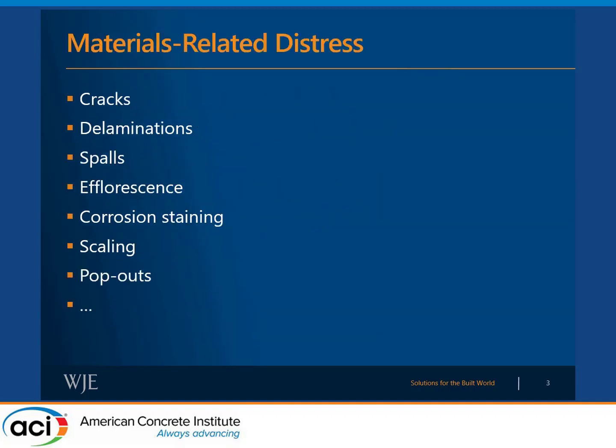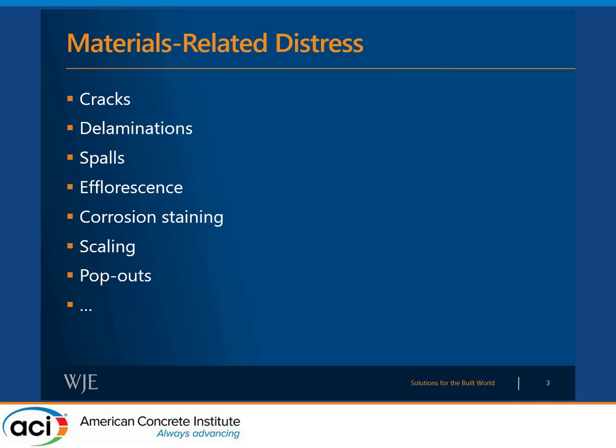So just to present a brief overview of some materials-related distress mechanisms in concrete bridges, probably the most common that people see are cracks. And cracks can have a variety of sources. Transverse cracks can be representative of shrinkage or a thermal change. You can have map cracking that might indicate ASR or some other material distress. There could be plastic shrinkage cracking and so on.